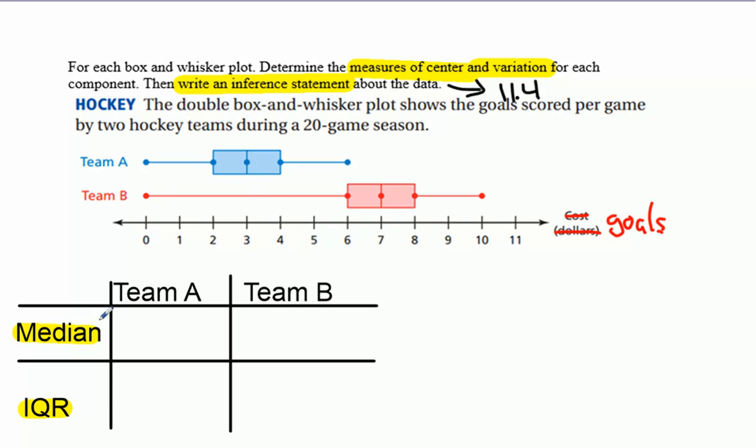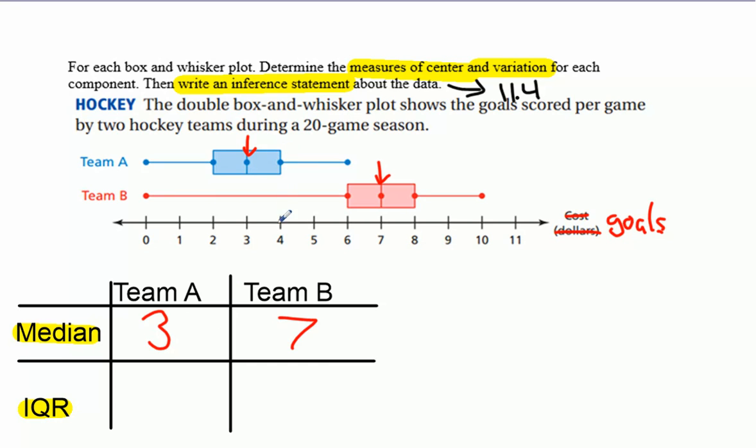So the median for team A, right in the middle, scroll down, is 3. Team B's median is 7. So again, we're looking at that middle box, that middle dot in the box. The IQR, again, I want to see some work. It's a very simple subtraction.